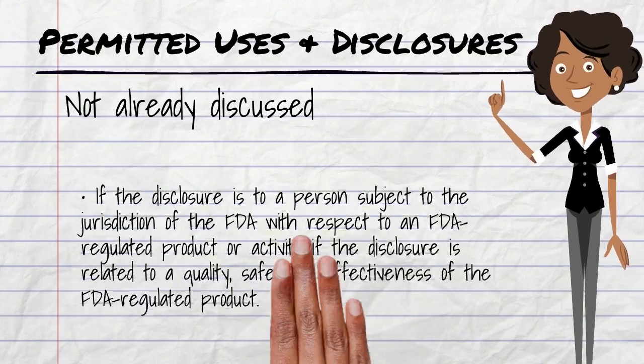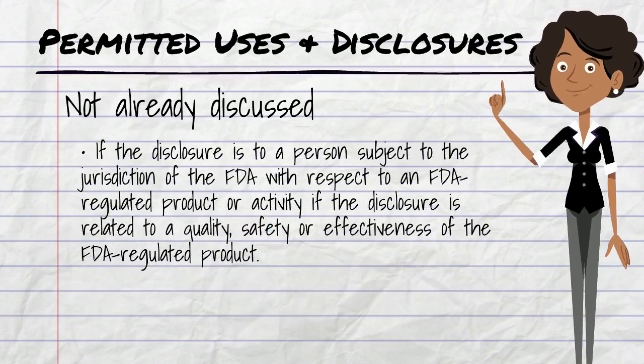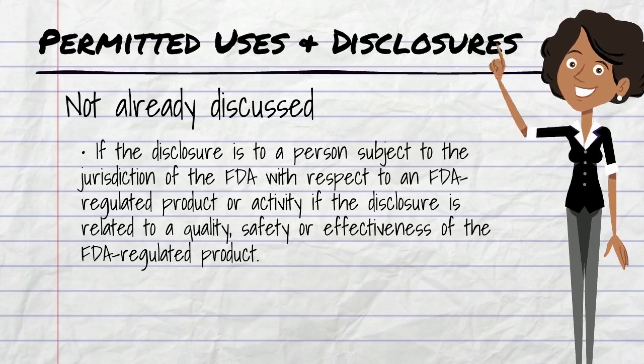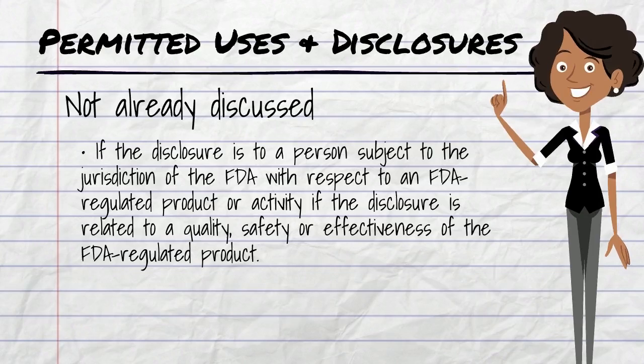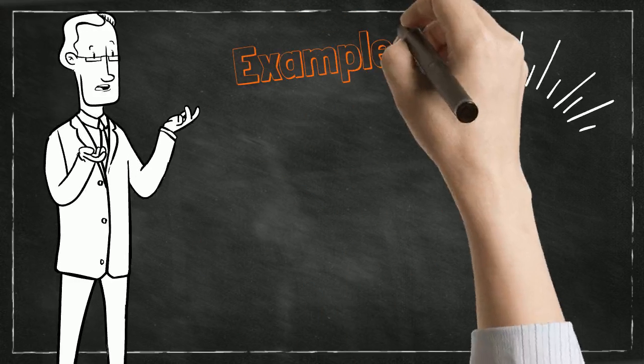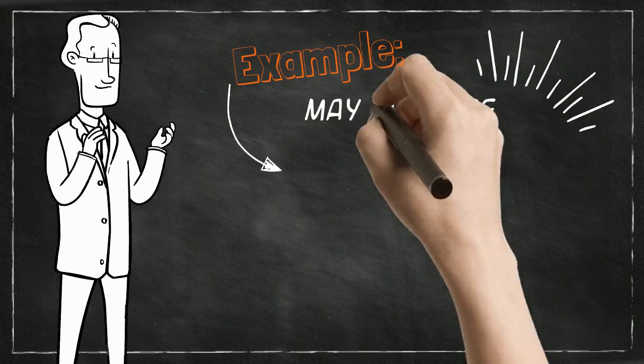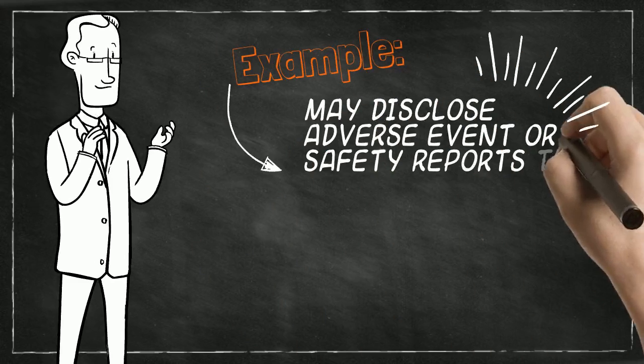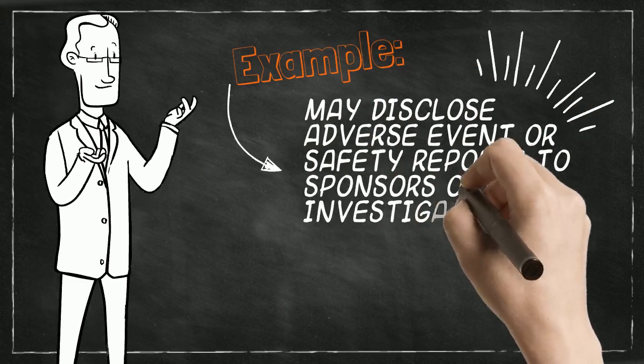If the disclosure is to a person subject to the jurisdiction of the FDA with respect to an FDA-regulated product or activity, if the disclosure is related to a quality or safety issue, or is related to the effectiveness of the FDA-regulated product. For example, a covered entity may disclose adverse event or safety reports to sponsors of investigational new products.